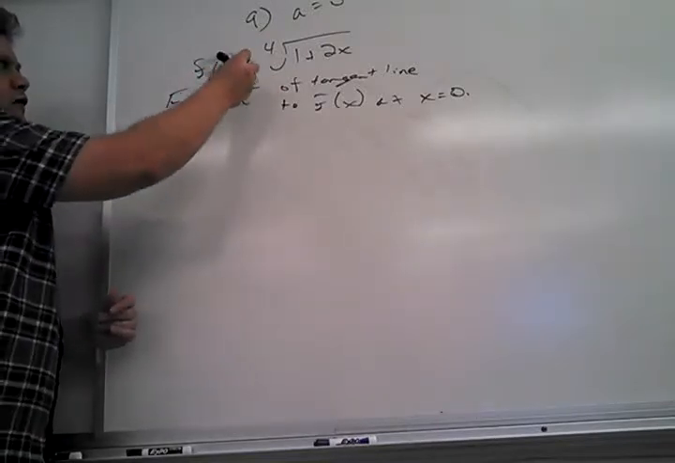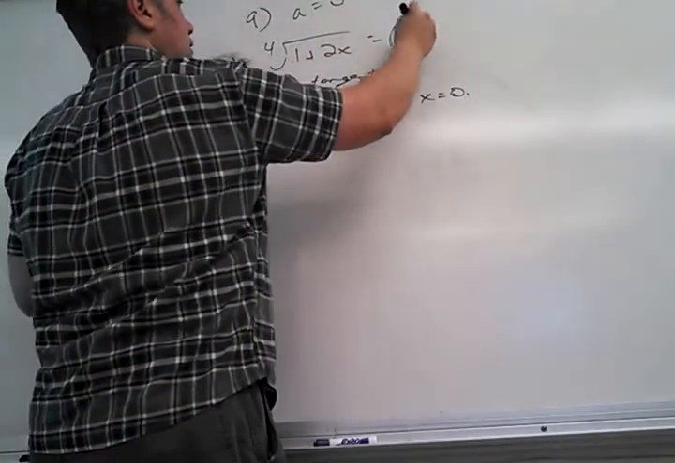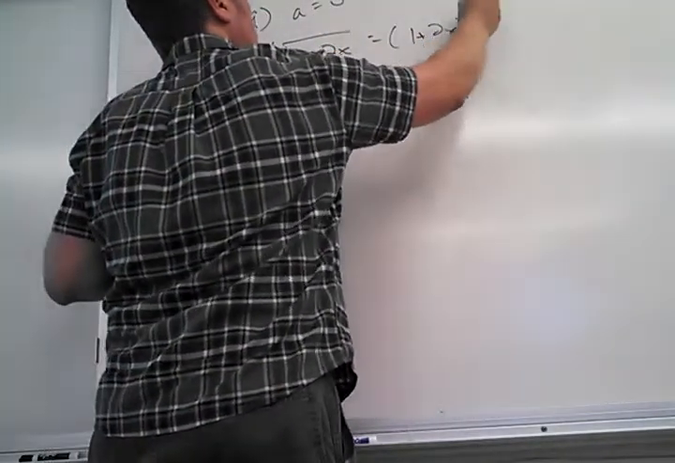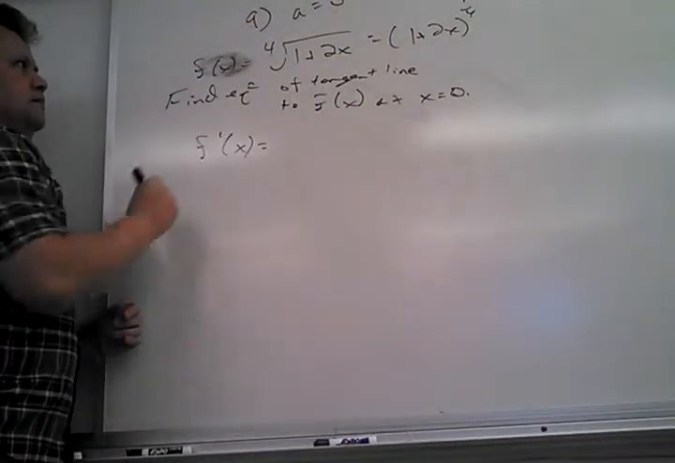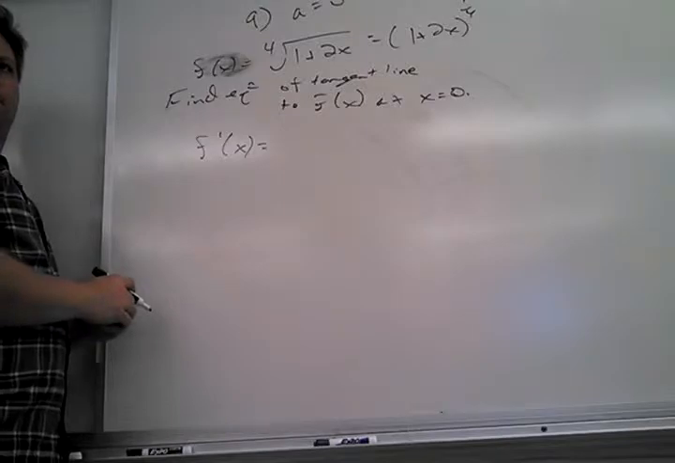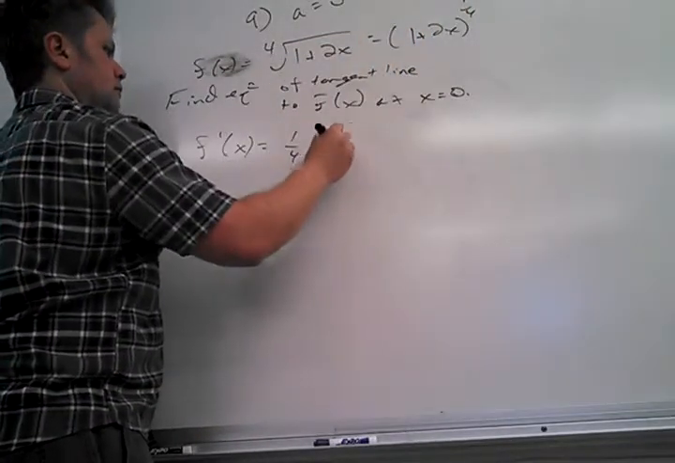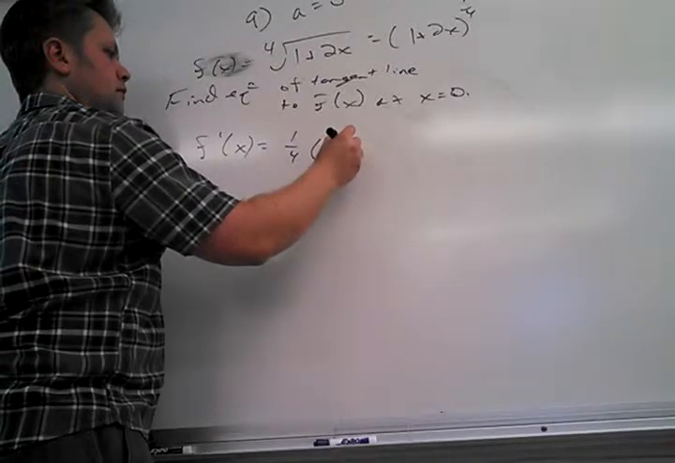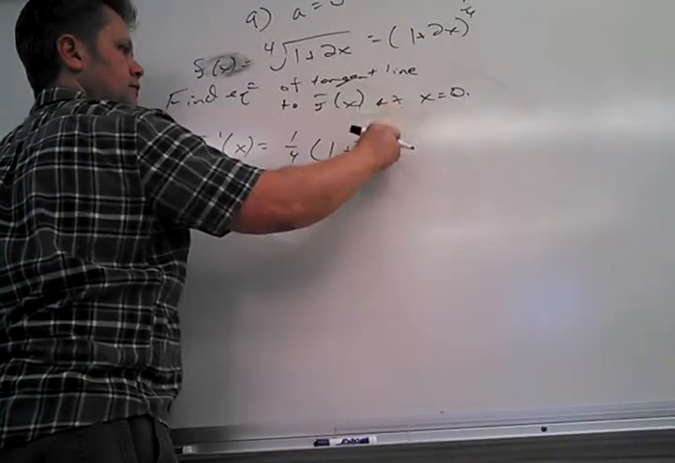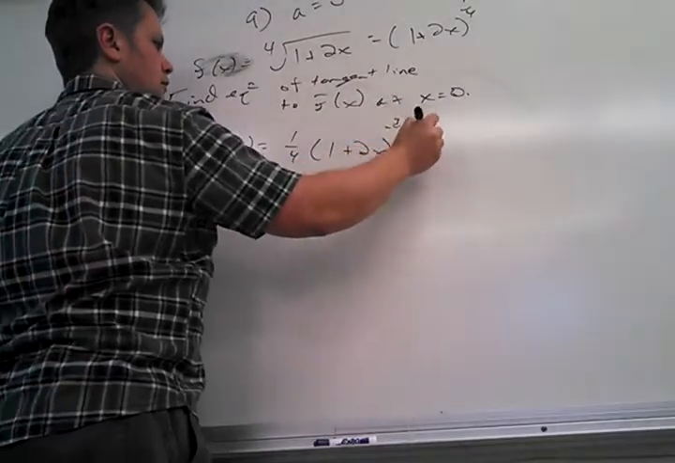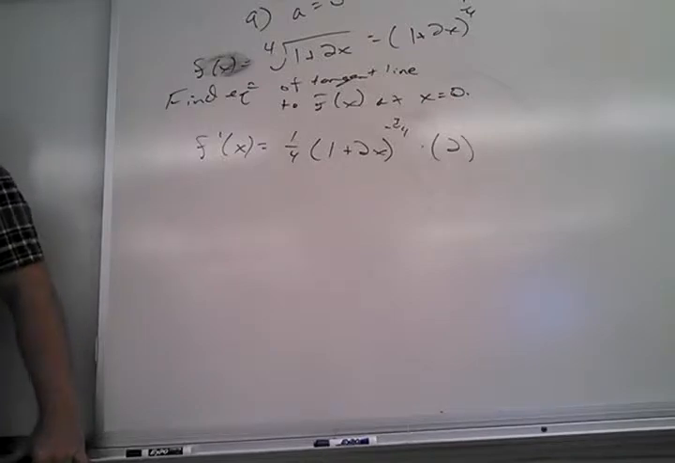So what's the first step to find the equation of this tangent line? Take the derivative. So let me write that like this. What's f prime? It's one quarter, times the inside, which is 1 plus 2x, to the negative 3/4, times 2 from the inside. That's the chain rule.